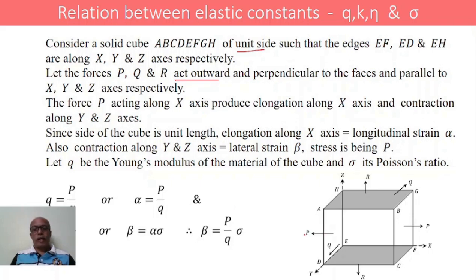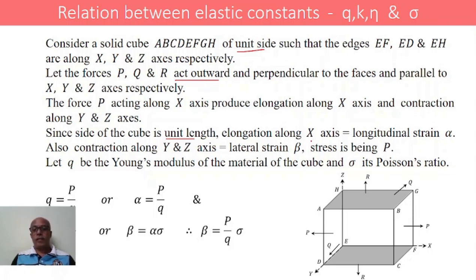Since the force is acting along x-axis, it produces elongation along x-axis, because of which the cube on the other two sides gets contracted. It gets elongated along x-axis and gets contracted along y direction and also along z direction. Since before the application of the forces, the side of the cube is of unit length, the elongation along one direction and contraction along two directions changes the shape of the solid cube that we have considered.